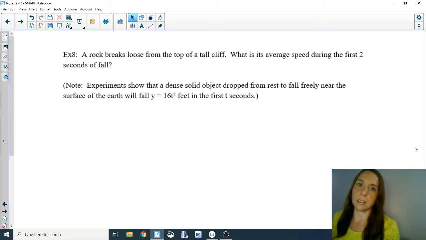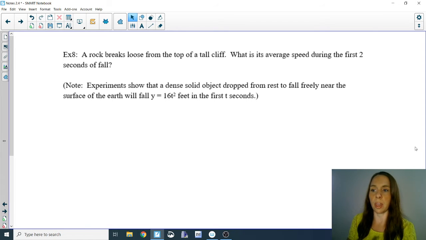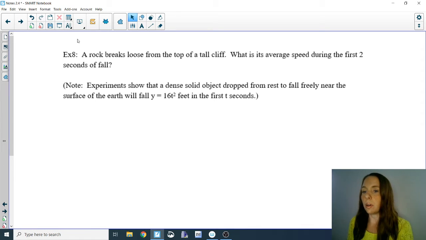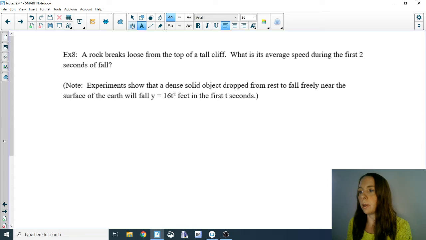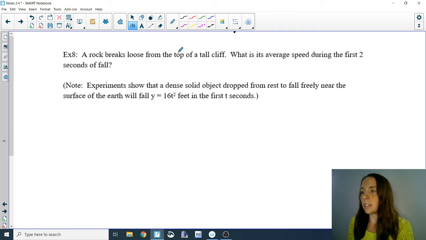We already did it in section 2.1, but again, we're going to see it here just as a starting point to then move into instantaneous speed, and then move into something new, and that is a formula that you'll see. All right, but again, let's start with something we know how to do. So I'm going to grab a pen. Okay, and I'm looking at the average speed during the first 2 seconds of fall.